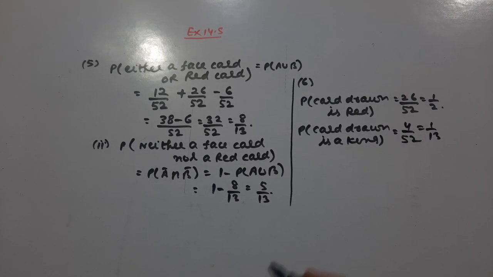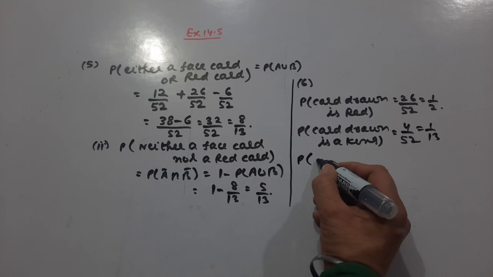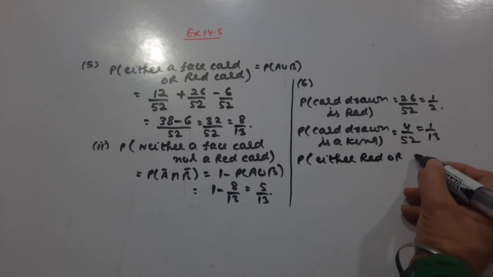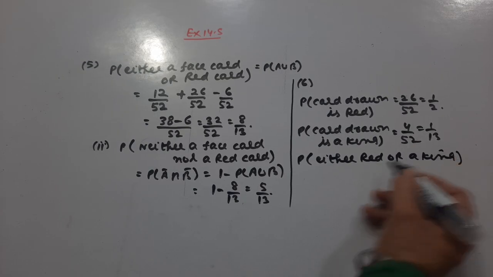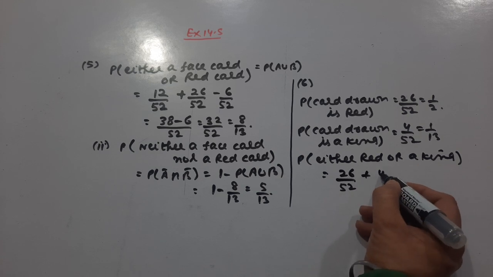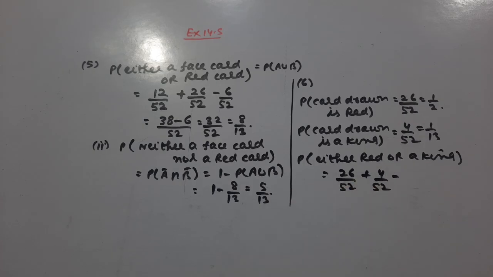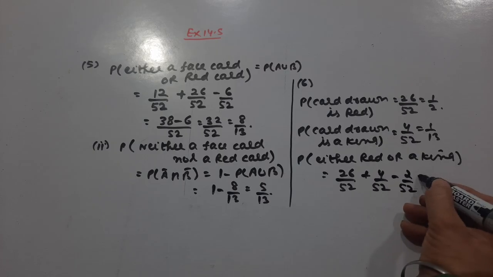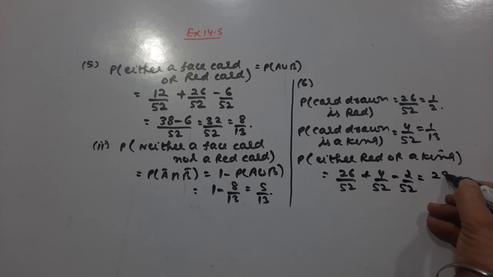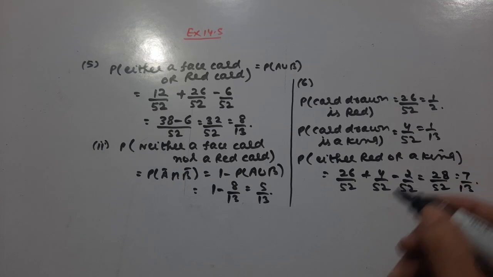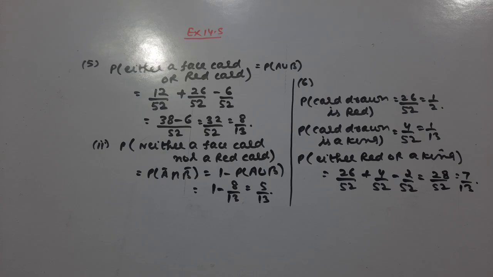And the third part is the card drawn is either red or a king. Now students, we have 26 red cards, 26 upon 52, and we have 4 kings, 4 upon 52. Now the common cards between red and king: there are 2 cards common between red and king. So this is 2 upon 52. So we get 28 upon 52, and on simplifying it, we get 7 by 13. So students, this is the sixth question.